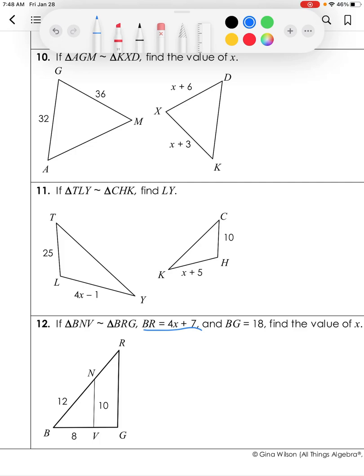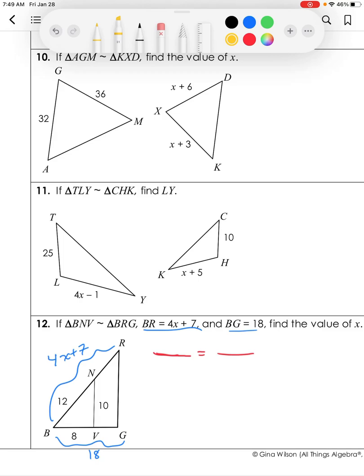BR is this whole thing, 4x plus 7. BG is 18. So this whole thing is 18. To do my proportion now, I'm going to set up my fractions, put my equal sign in between, and let's see what's related.